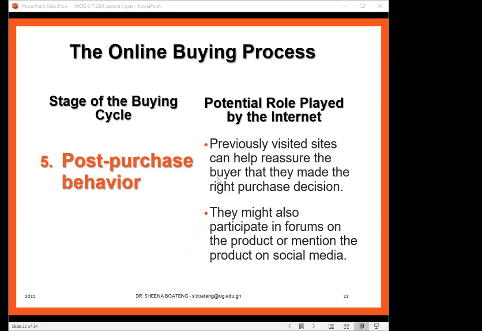And here, internet technology affords us so many opportunities to enable our customers to exhibit all manner of post-purchase behavior, which can come in the form of positive and negative advocacy, right? To be able to help us push our brand and the products and services that we offer. So for instance, post-purchase behavior can be in the form of previously visited sites that can help reassure the buyer, right, that they have made the right purchase decision.